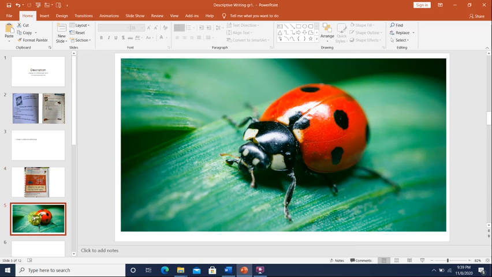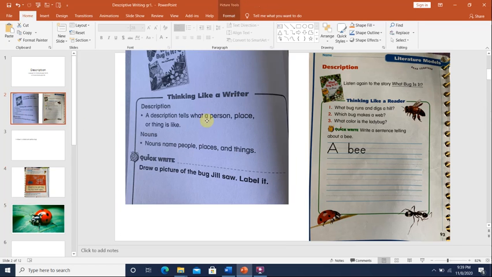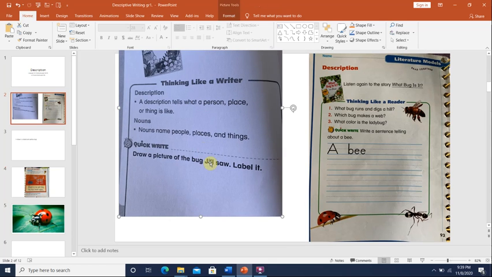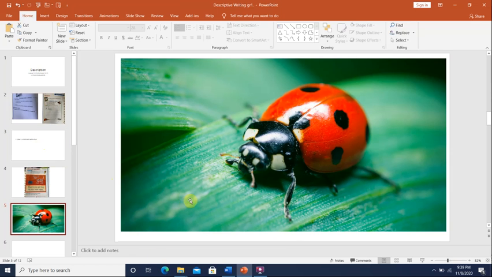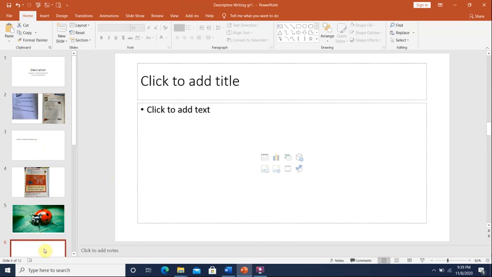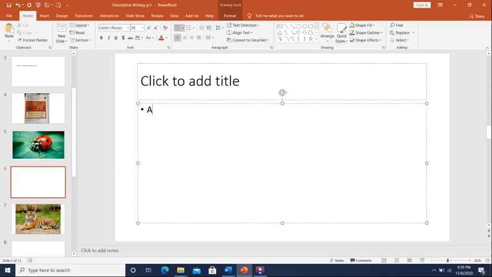So again, if I ask you to describe this bug, like we did here, I forgot that the story described the same bug, but anyway, if I ask you, and we already described the bee with one simple sentence, we said that a bee is a yellow and black bug. If I ask you to describe this bug, what can we write? We can write, as we said again, a ladybug is red with black spots.